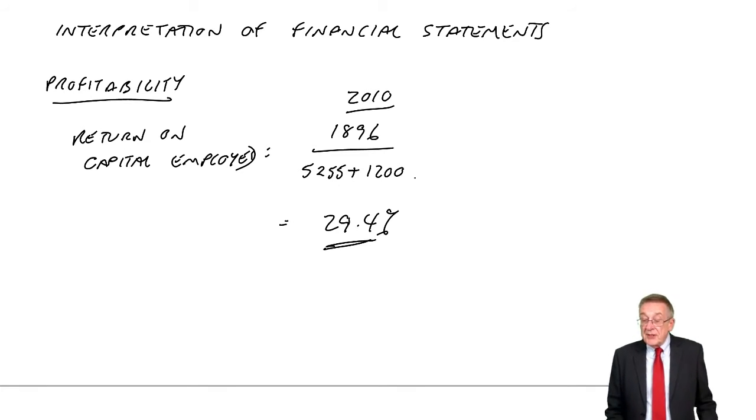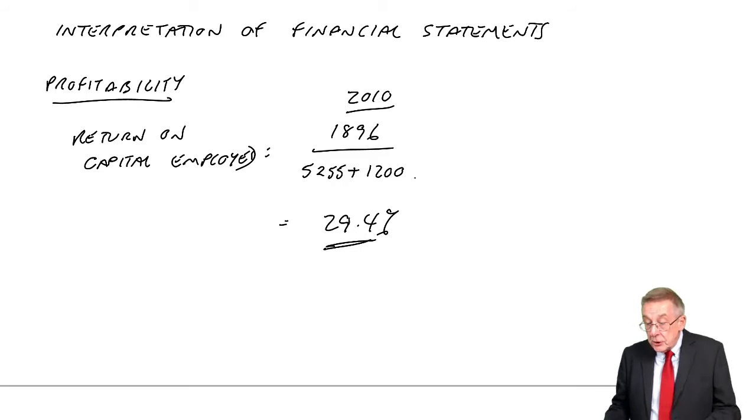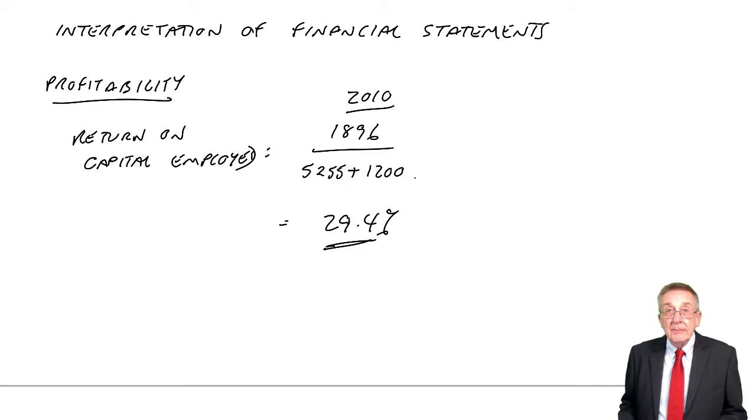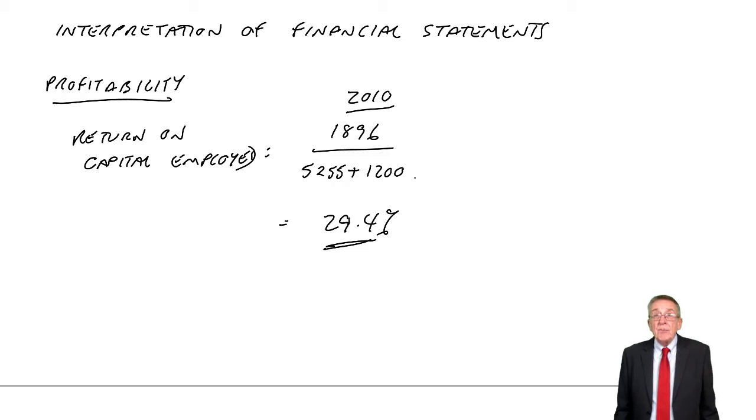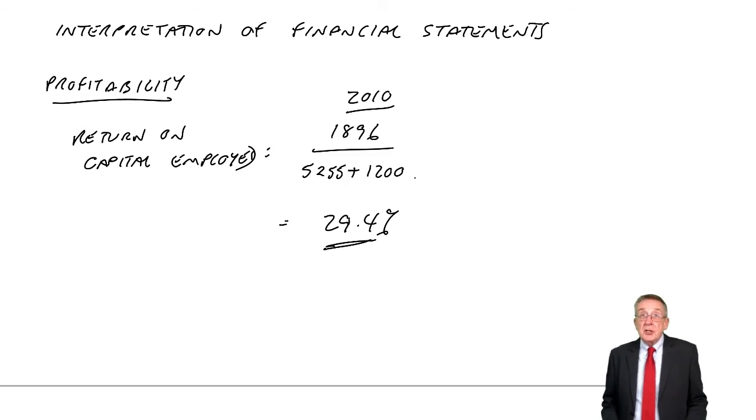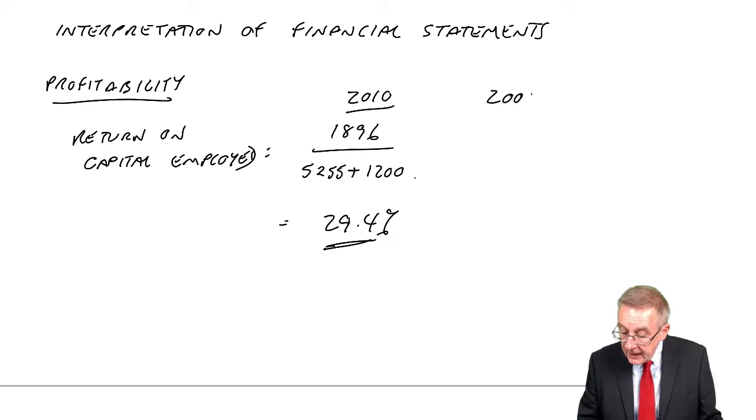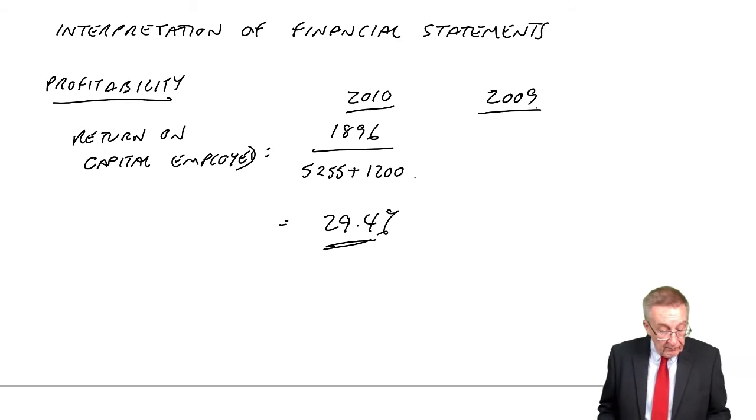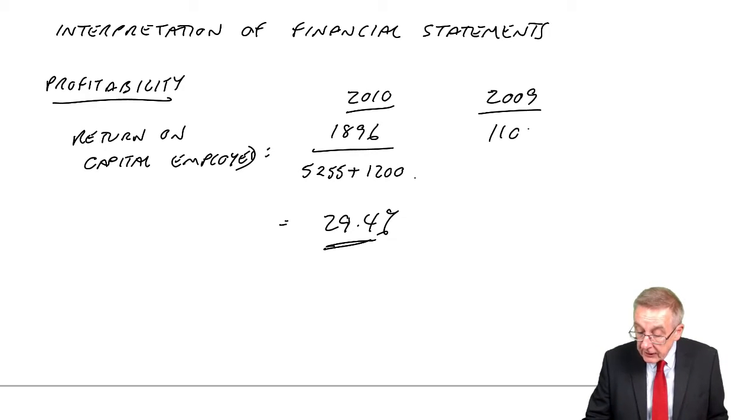You need to compare it. We'd either compare with similar companies. If similar companies were only giving 20%, we're doing rather well. If similar companies are giving 40%, we're doing rather badly. You'll either compare with similar companies or with the previous year. And here we do know the figures for the previous year. Last year, the profit before interest and tax, profit from operations, was only 1108.